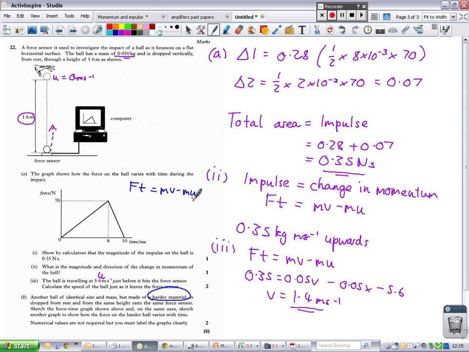Because this change in momentum is the same, the mass is the same as before, it's dropped from the same height, so it's going to have the same change in momentum, the same change in speed. So if this force is going up and this is the same, then the time of contact must go down. So you're looking to draw in here something that is bigger in force but has a shorter time of contact. It doesn't necessarily matter where you end up with your force finishing, they're not interested in numerical values, just interested in the fact that you can understand that a harder material will cause a greater force, and because the change in momentum is the same, therefore the time of contact has to be less.